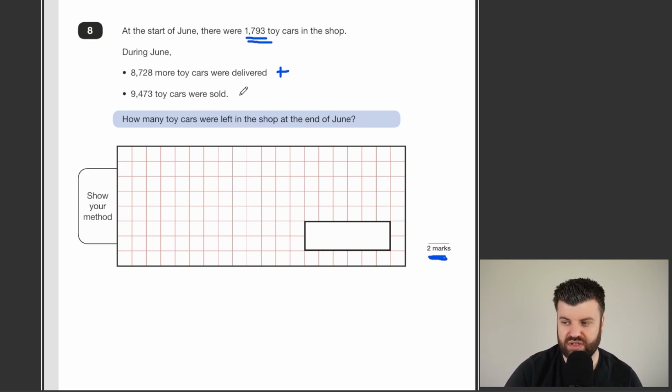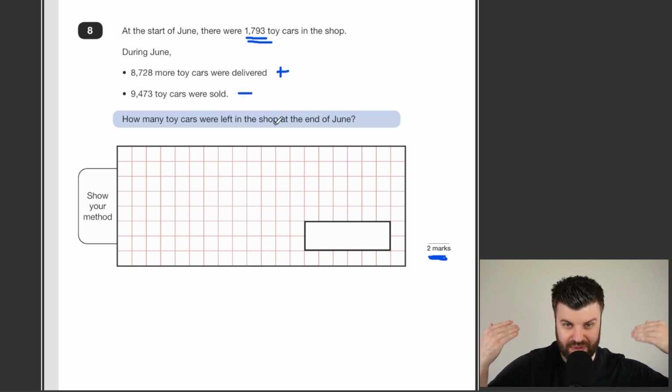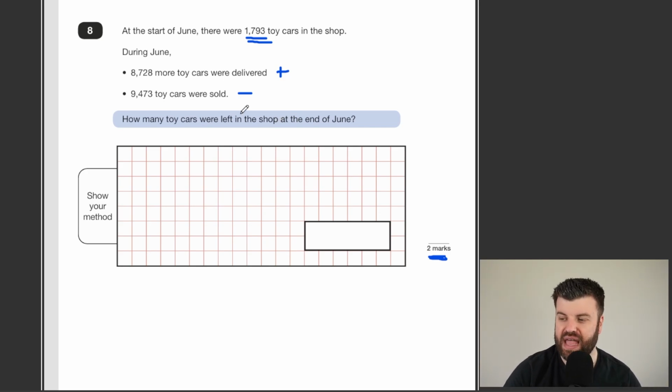9,473 toy cars were sold. So that is taking away, because the shop is losing those. They are going out to customers. How many toy cars were left at the shop at the end of June?